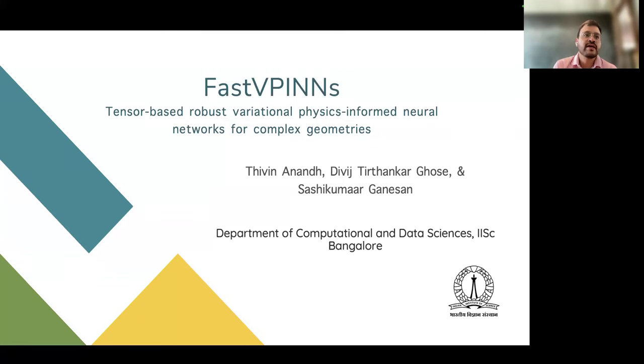MLOps at scale. He also heads the Scientific Machine Learning and Operations Group at CDS. He has more than 50 journal publications. He's the co-author of the book Finite Elements, Theory and Algorithms from Cambridge University Press. Thivin and Professor Sashikumaar, with this short introduction, you can start whenever you're ready.